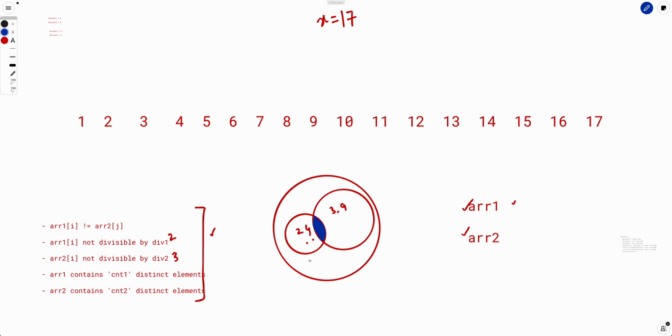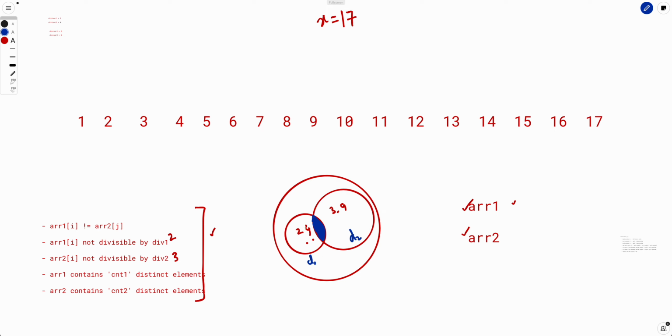This one was the one which are divisible by div 1, right? And these are the ones which are divisible by div 2. So now, first thing is anything outside this blue boundary can be assigned to both array 1 or array 2, right? There is no restriction on that.